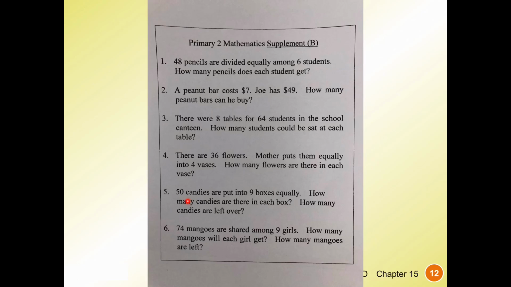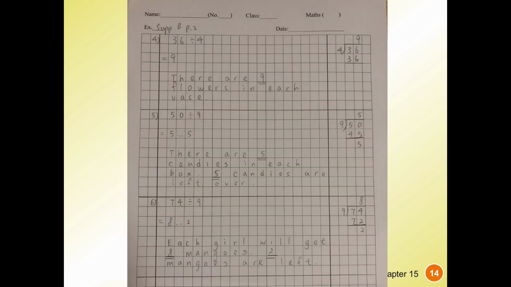Question number 5. 50 candies are put into 9 boxes equally. Total number of items, number of groups. How many candies are there in each box, and how many candies are left over? So we need to answer 2 questions here. So 50 divided by 9. 9 times 5 equals 45, and we have a remainder of 5. So we have to answer those 2 questions. The first one, there are 5 candies in each box, and 5 candies are left over.